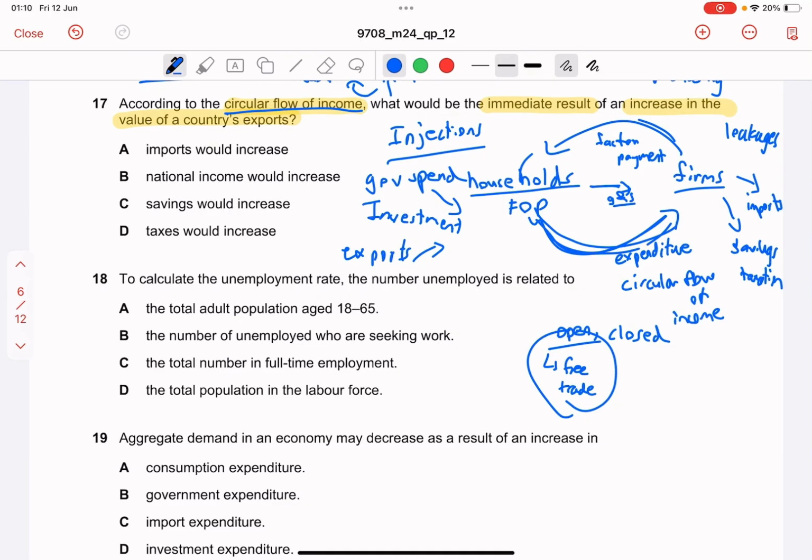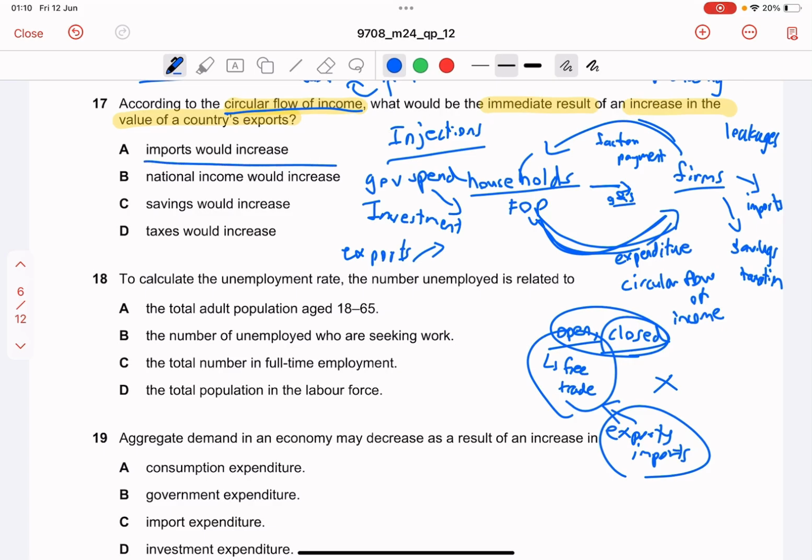Well, this hasn't exactly mentioned whether it's open or closed, but just to let you know that free trade includes exports and imports, whereas an open circular flow of income includes these two other factors, but closed ones do not include these. So let's look at the options first. Imports would increase. It says that in this circular flow of income, what would be the immediate result of an increase in the value of exports? So an increase in injections. So okay, imports would increase.